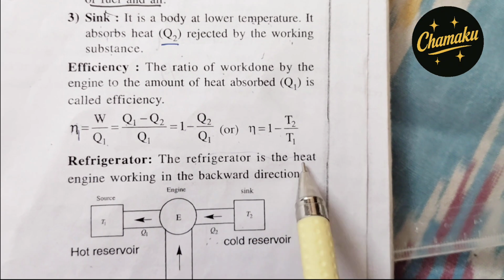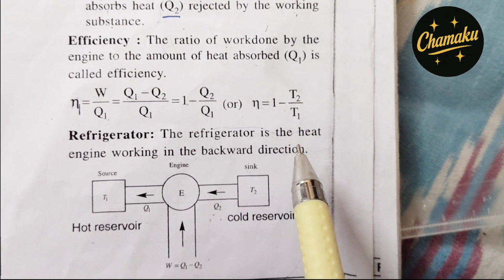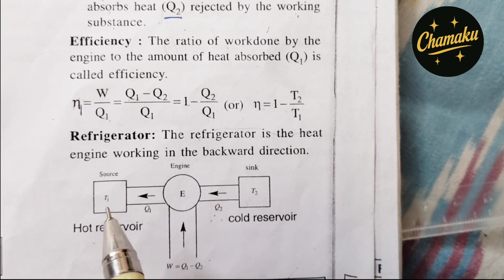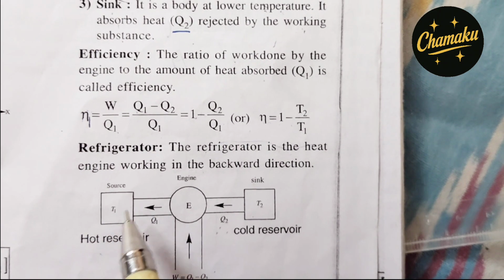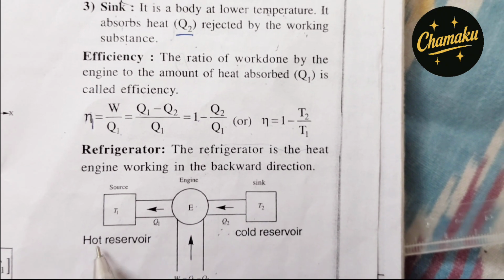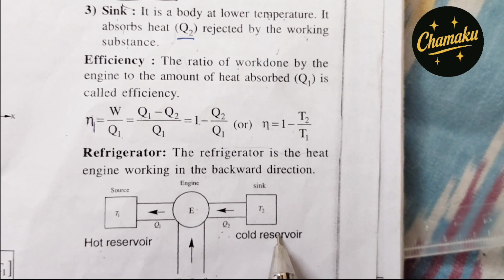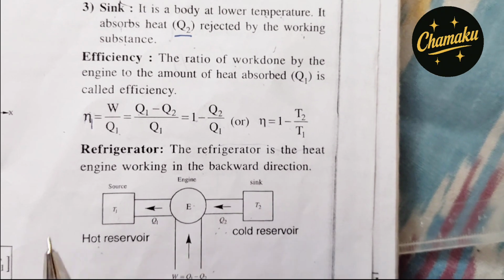Okay, the next one is the refrigerator. The refrigerator is a heat engine working in the backward direction. So this is a block diagram of the refrigerator. This is the source T1, this is the engine, this is the sink, this is a hot reservoir and this is a cold reservoir. This is the heat engine working in the backward direction.